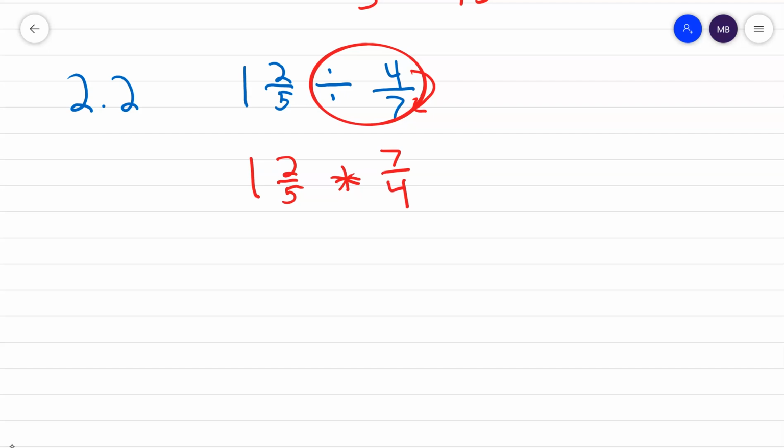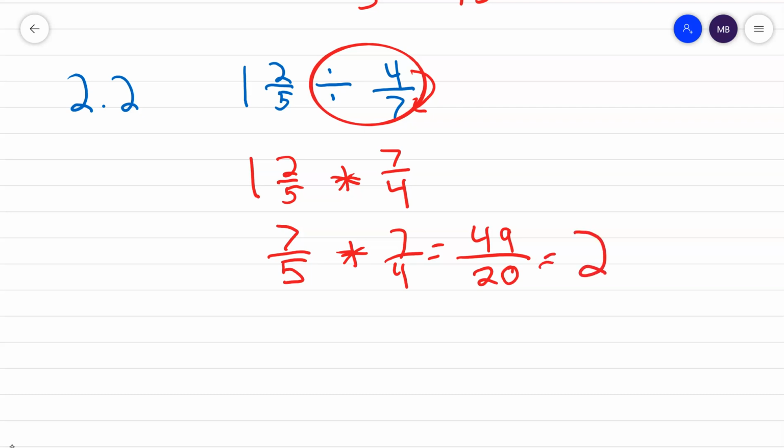How do I multiply with mixed numbers? I don't. I know that 5/5, 1 times 5 is 5, so this number becomes 7/5 times 7/4. I just multiply straight across. 7 times 7 is 49, and 5 times 4 is 20. So now there's my division problem. 49 divided by 20 equals 2, with 9 out of that 20 left over.